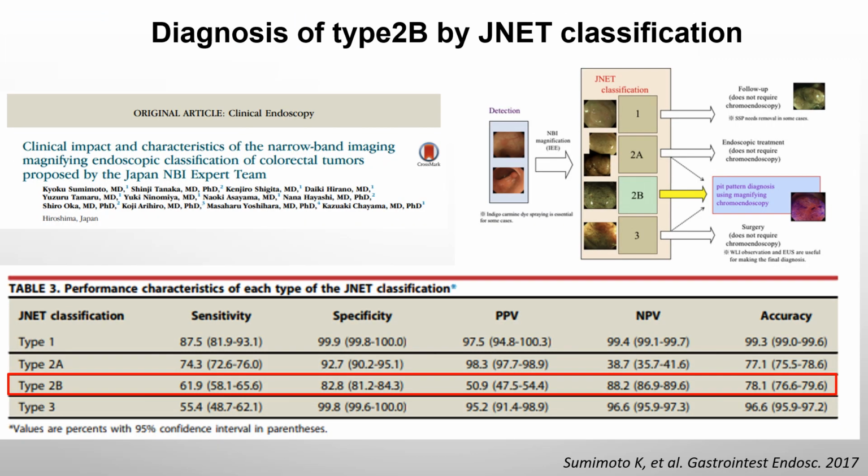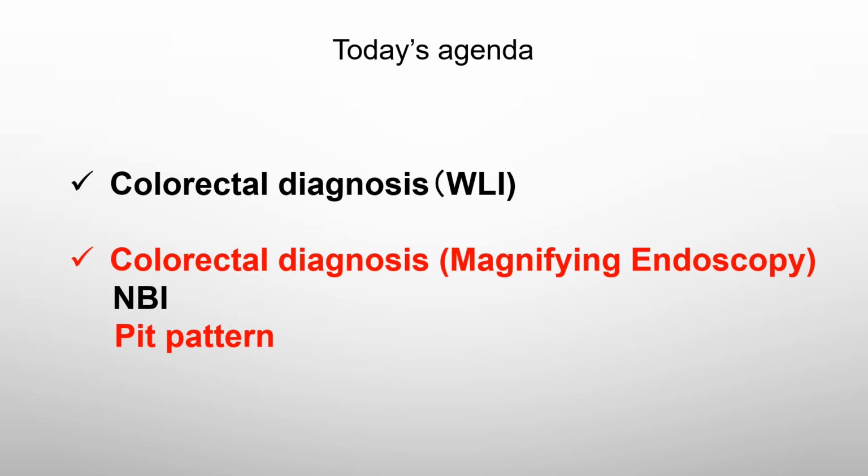Type 1, 2A, and 3 of the JNET classification were very reliable indicators for hyperplastic polyp, SSL, low-grade dysplasia, and SM deep carcinoma, respectively. However, the specificity and positive predictive value of type 2B were relatively lower than those of others. Therefore, an additional examination such as pit pattern diagnosis using chromo agent is necessary for accurate diagnosis of type 2B lesion.